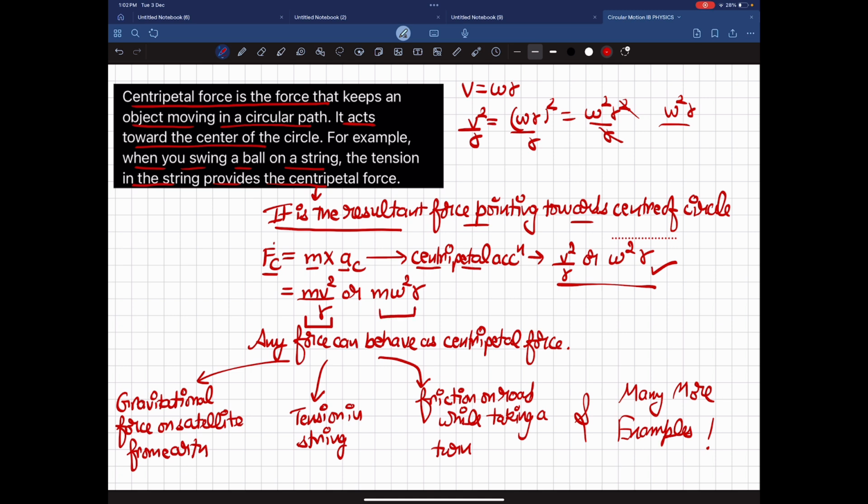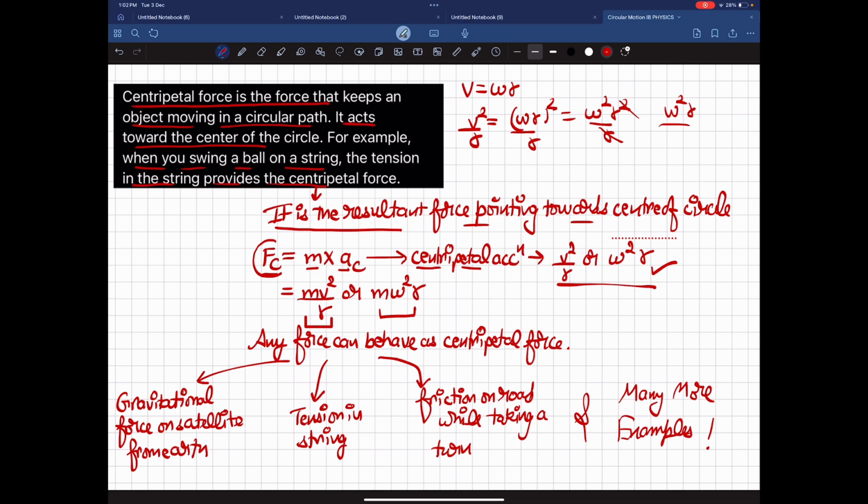Alright, this is the formula that you need to remember, and I am repeating this again. It can be any kind of situation. It can be banking of road, vertical circular motion, horizontal circular motion, conical pendulum. You just need to remember the resultant force towards center of circle will be equal to mv square by r. Resultant force towards center of circle should be equal to mv square by r.